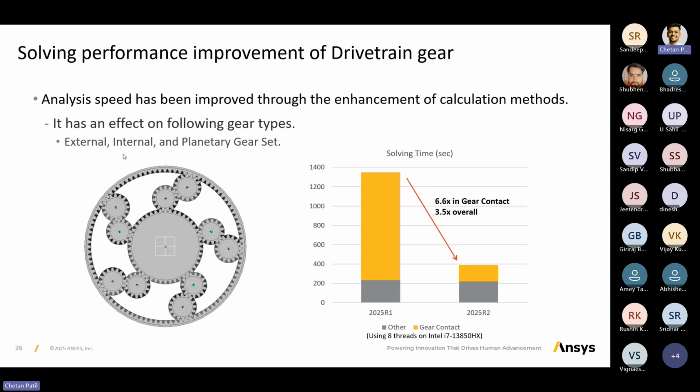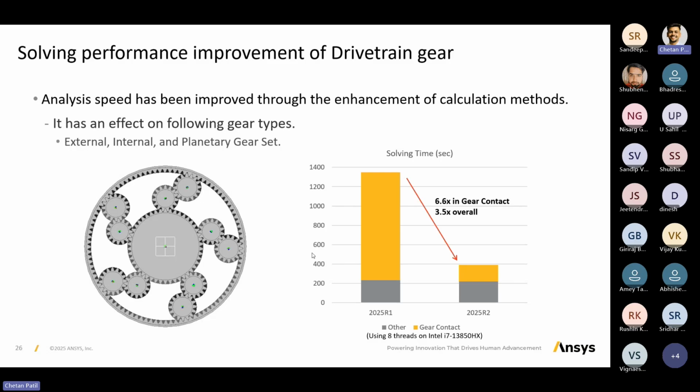Then solving performance has been improved for drivetrain gear. Whenever we used to do simulations of gear in the previous version, now it has improved its solving time in the new version. ANSYS has improved the calculation methods as well, which were previously being used in the drivetrain gear analysis. Because of this enhancement, the solver runs faster and more efficiently for problems related to your external, internal, and planetary gear systems.